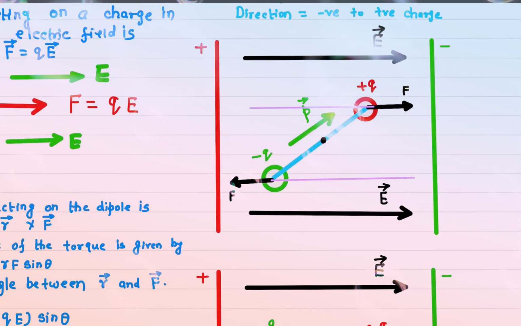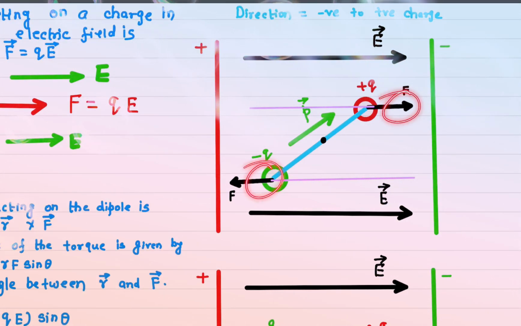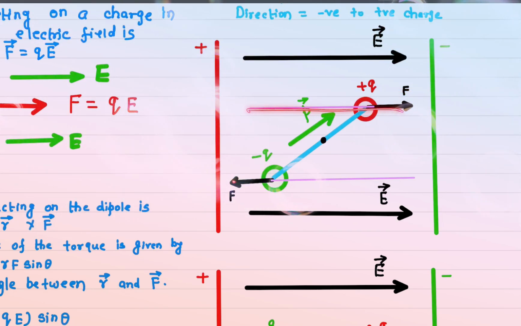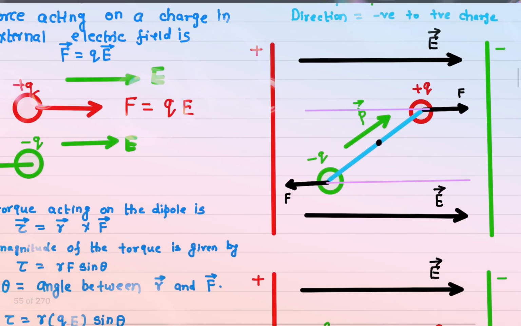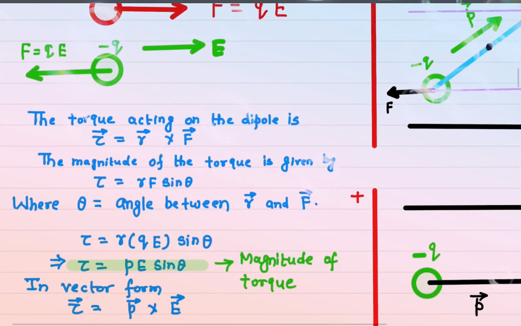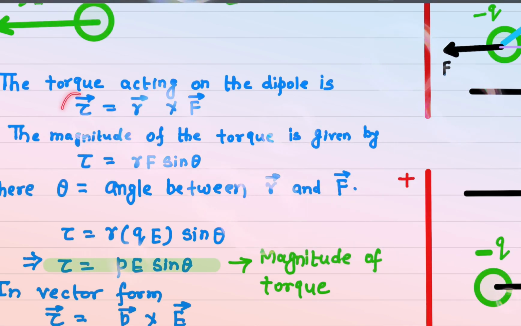As these two forces are equal in magnitude but not in the same line, this will form a torque. So how do we define the torque? The torque acting on a dipole is given by this vector quantity: torque is r cross F, and this is a cross product. What does this mean? That means the direction of the torque is perpendicular to the plane of the r and F vectors.